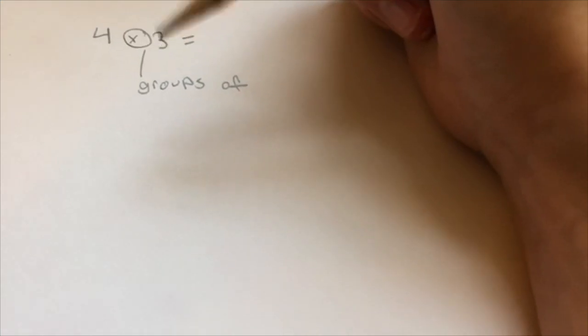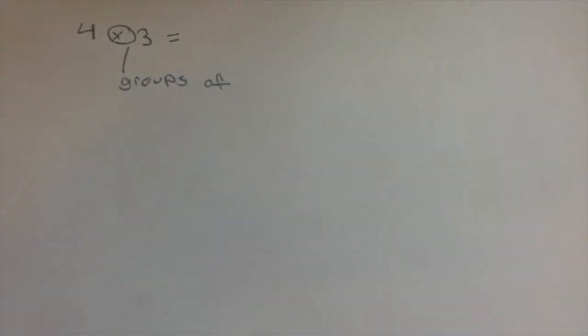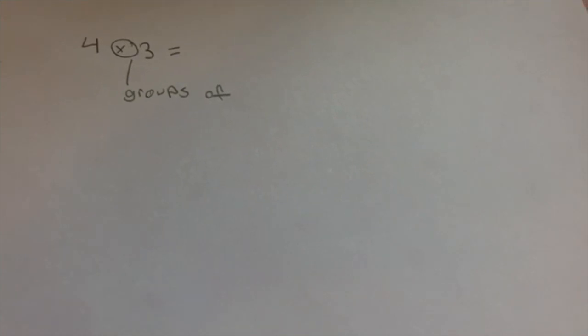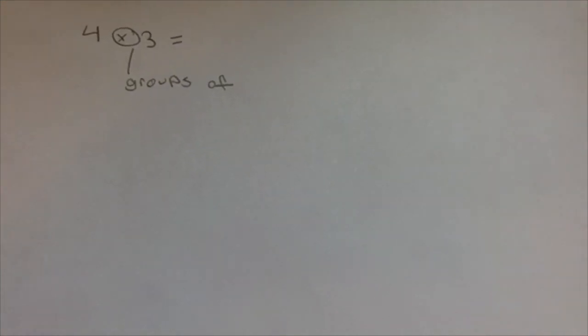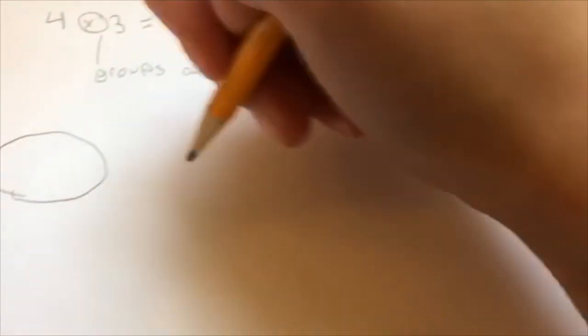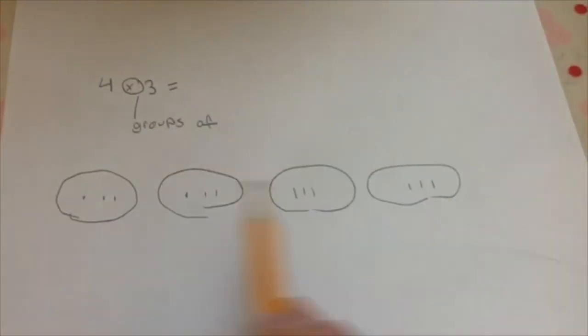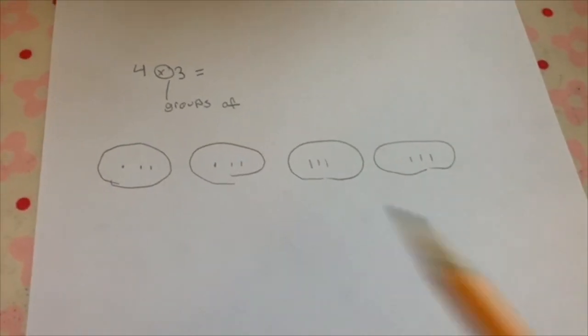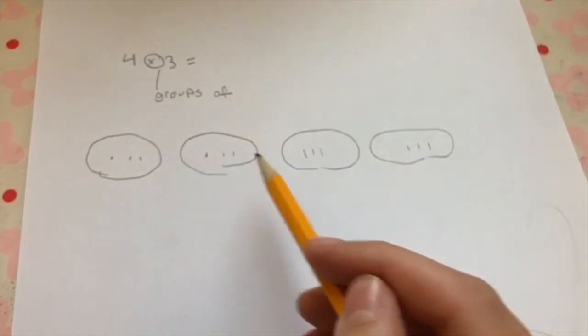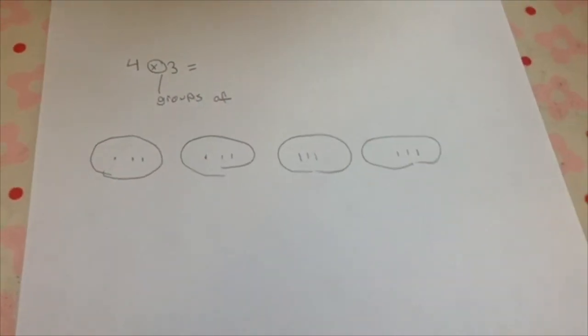Multiplication is basically just repeated addition, and it's the same thing with division, which I'll show later. So 4 groups of 3. We're going to make 4 big groups and put 3 in each. Now if you count that up, that's the correct answer: 1, 2, 3, 4, 5, 6, 7, 8, 9, 10, 11, 12. So the answer is 12.